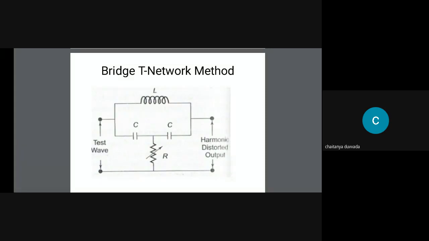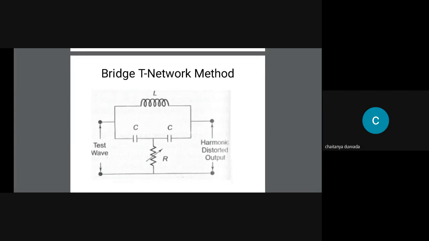In this T shape, some LC circuit is there, which is bypassed by some resistance. In this LC circuit, one inductor and two capacitors are there, and one resistor is bypassed in this circuit. To this circuit, we have to apply some test waveform. Finally, at the output level, we have to observe the harmonic distorted output. So this is the third method, students, regarding the harmonic distortion analyzer.